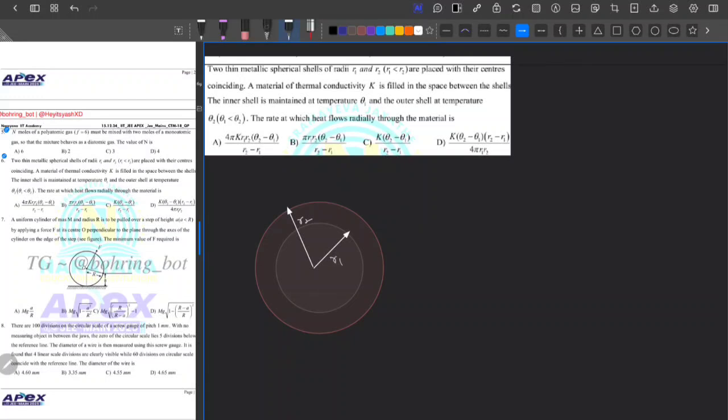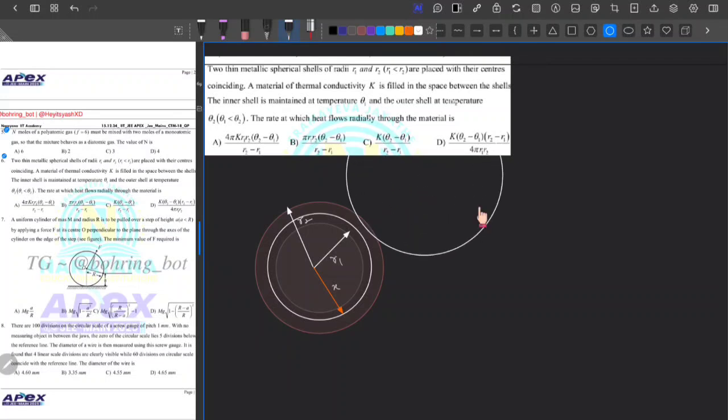Now just imagine I'm taking a part of the sphere, maybe like this. So taking a part of a sphere at a distance of x from the center, having a thickness of dx, right? So maybe taking it like this. Let me draw it clearly so that you can understand better. So I just take it like this.